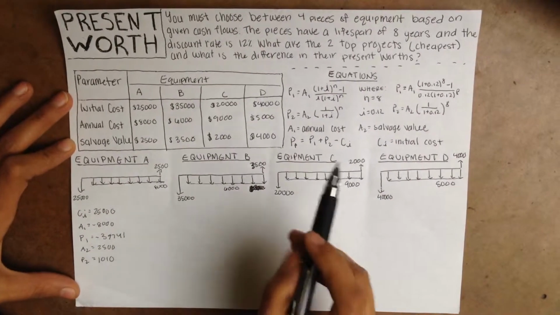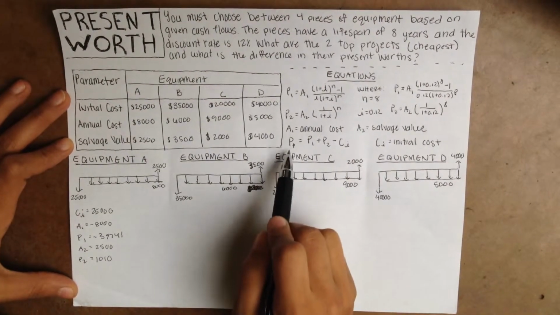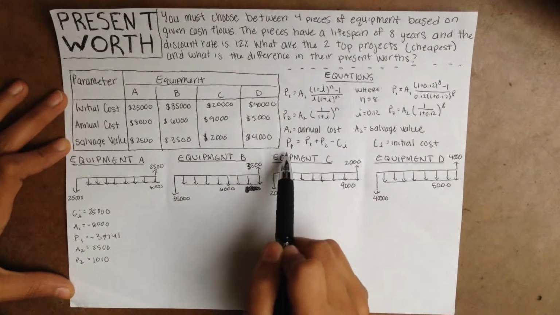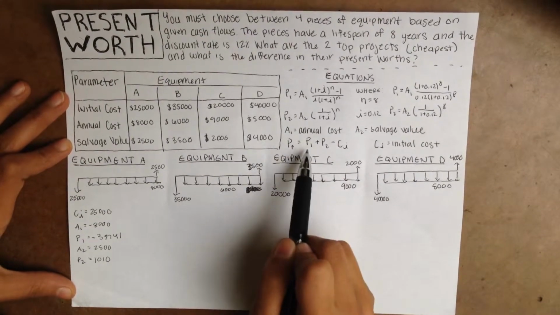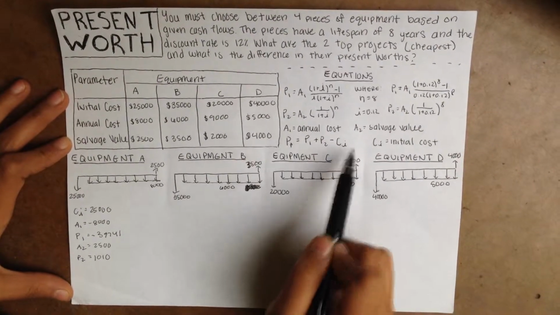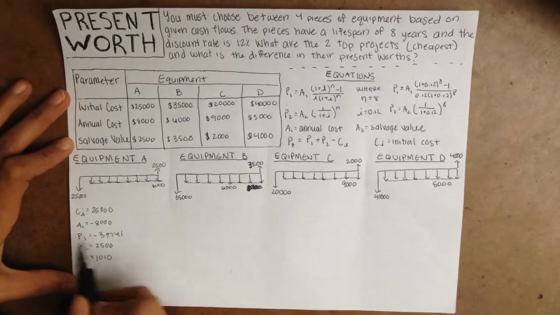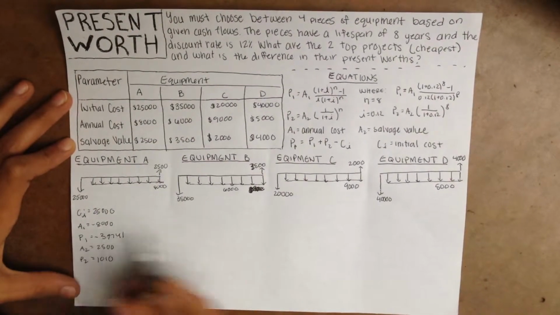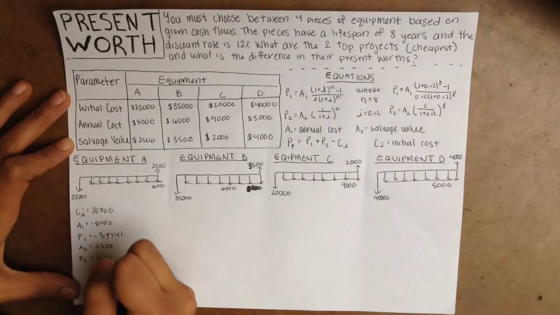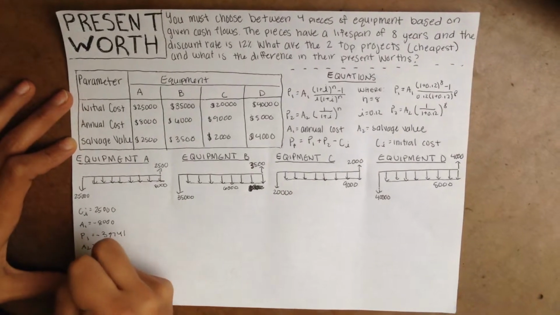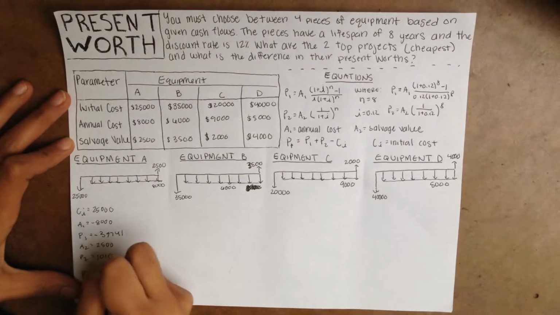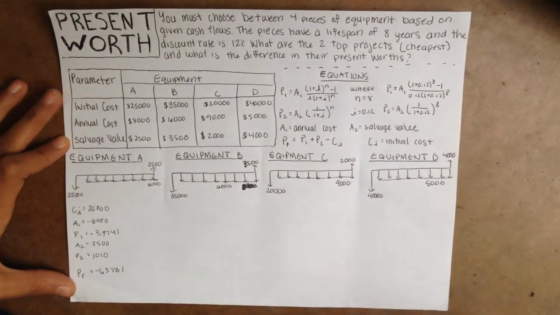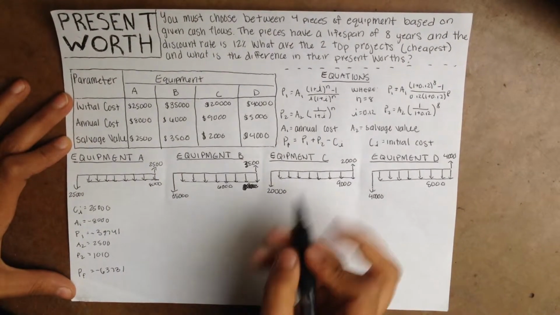Now, in order to find our final present value, we're going to plug this into this equation, which just states the final present value equals P1 plus P2 minus the initial cost. So when we add P1 and P2 and subtract our initial cost, we get a P final of negative $63,731. We'll do the same thing for equipment B.